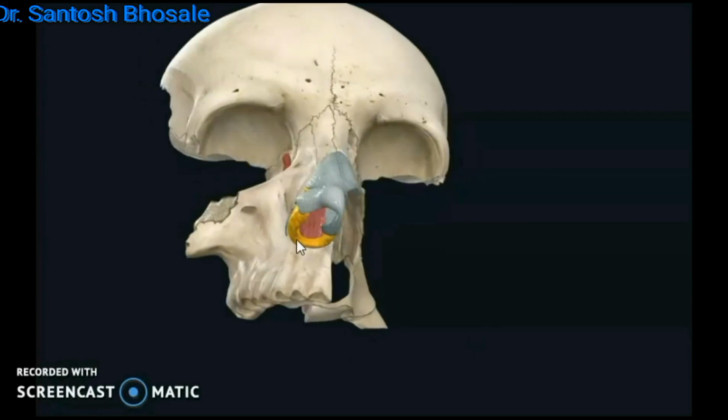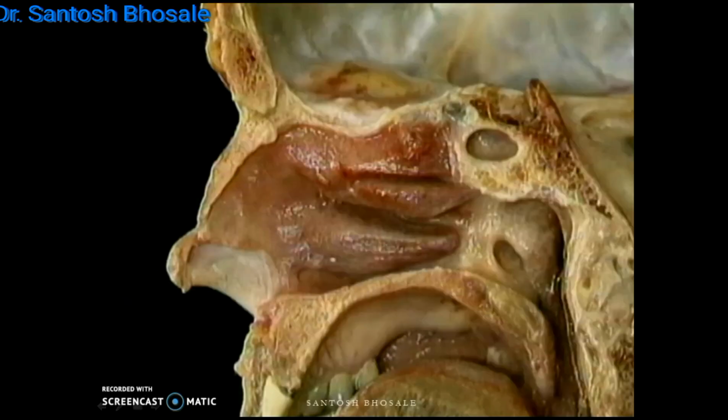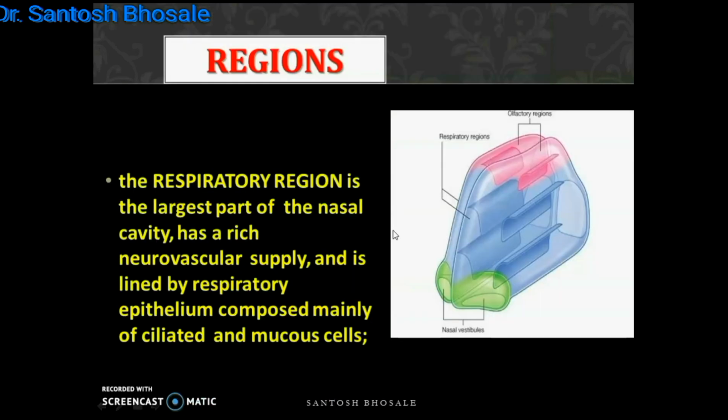And each half of the nasal cavity has different regions. The three regions are there. The nasal vestibule is a small dilated space just internal to the nostrils, and it is lined by skin, and it has hair follicles with curved hairs called vibrissae. You can see that the parts of the nasal cavity are the vestibule, respiratory and olfactory regions. So each half of the nasal cavity has three regions; the vestibule is lined by skin, so it has the same lining epithelium as the skin and contains the hair follicles called vibrissae, rough curved hairs.